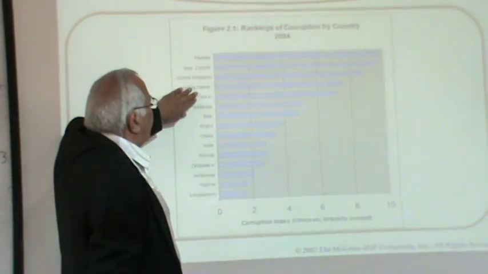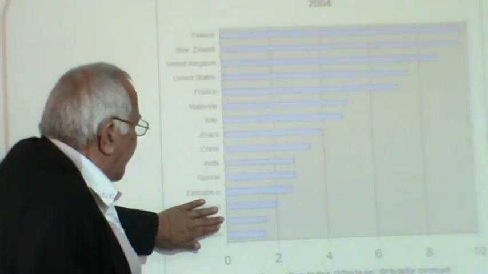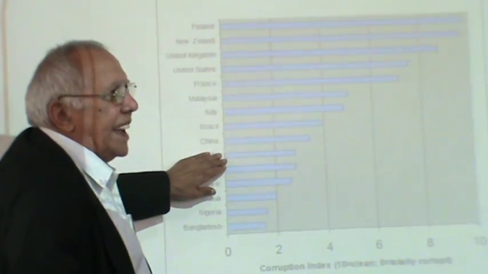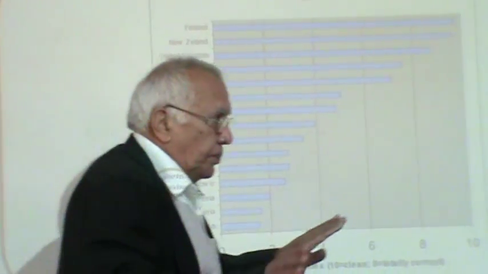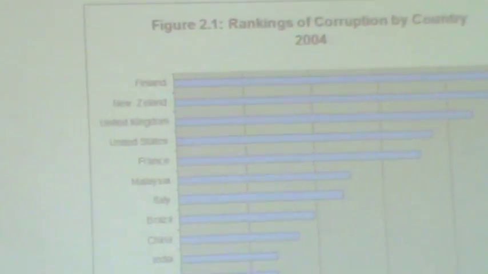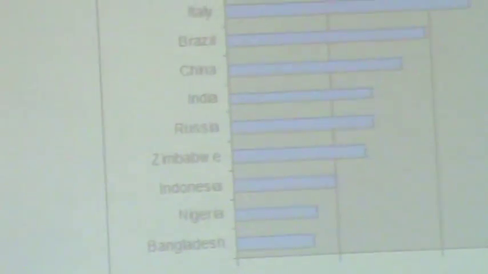Finland, New Zealand, UK and US are the most clean. And on this side, Bangladesh, Nigeria, Indonesia, even India is not that clean. Corruption is high. Nowadays, India might be at the bottom. God knows, we don't know. Because there is too much corruption, scandals coming one after the other. And that basically changed this ranking. That ranking is changed every year. You can find out what is the latest.